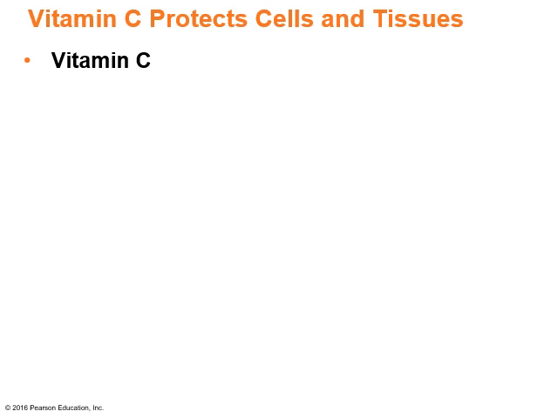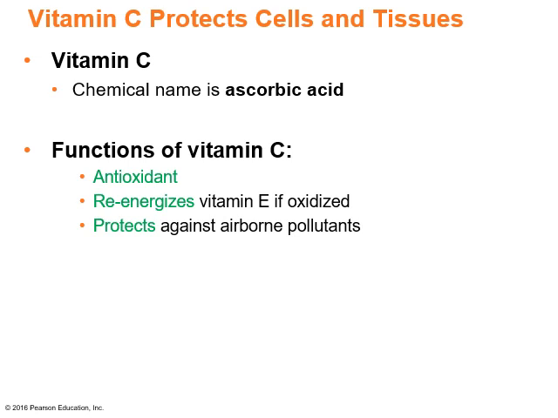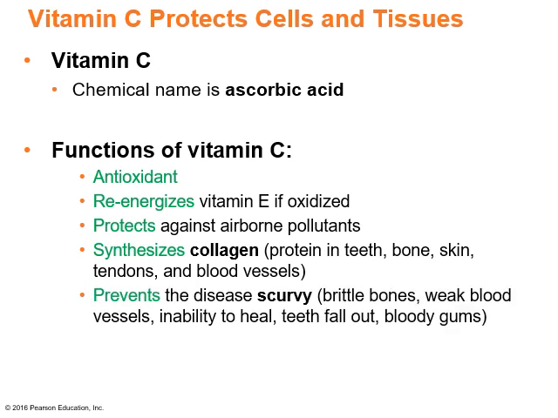Moving right along here to vitamin C. Its chemical name is ascorbic acid. Functions of vitamin C are that it is an antioxidant. It re-energizes vitamin E if it is oxidized, protects against airborne pollutants, and synthesizes collagen, which is a protein in your teeth, bones, skin, tendons, and blood vessels. It also can help to prevent the disease scurvy.